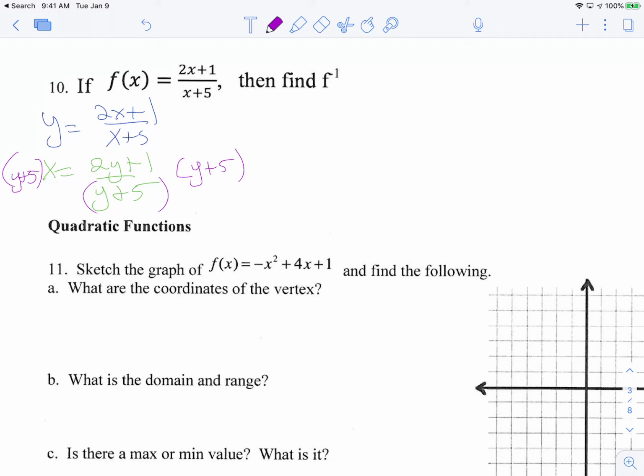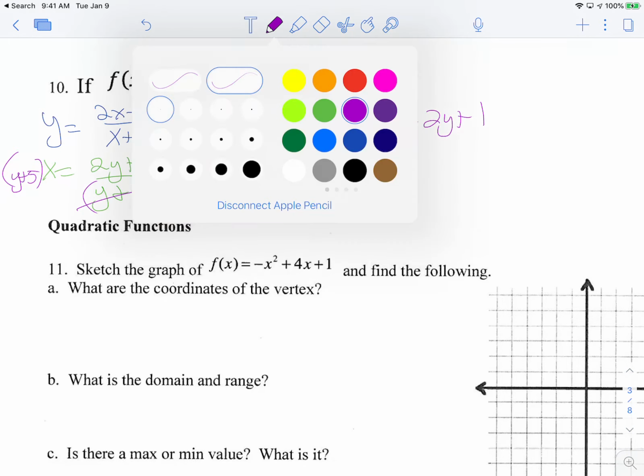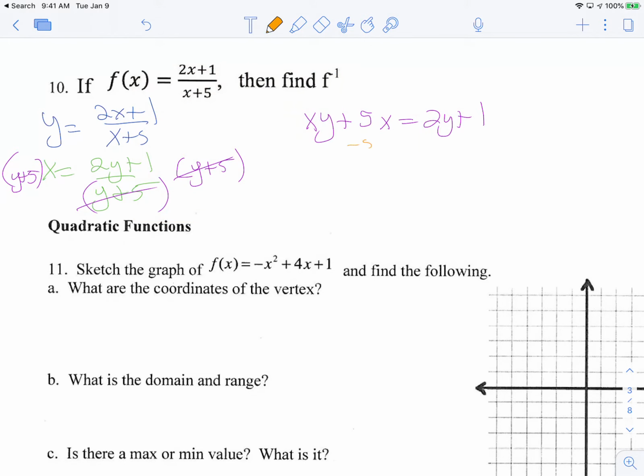And now we're going to get xy plus 5x is equal to 2y plus 1. These will cancel out here. And again, we got to get y by itself. So I'm going to subtract 5x from both sides. So I'm going to get the non-y terms on one side and the y terms on the other side.